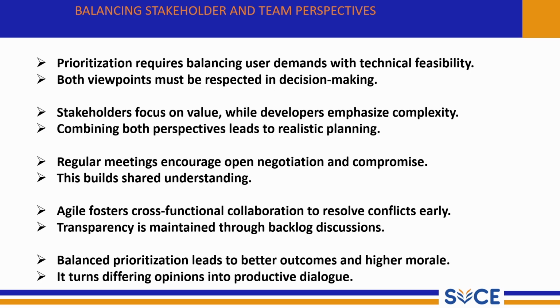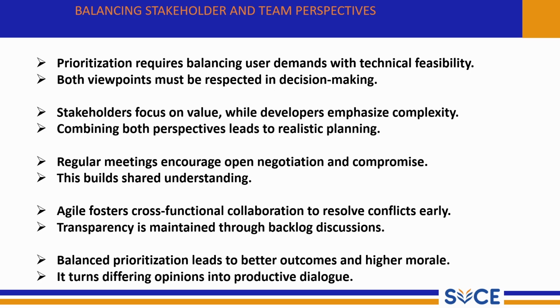Prioritization requires balancing user demands with technical feasibility. Both viewpoints must be respected in decision making. Stakeholders focus on value while developers emphasize complexity. Combining both perspectives leads to realistic planning. Regular meetings encourage open negotiation and compromise. This builds shared understanding. Agile fosters cross-functional collaboration to resolve conflicts early.